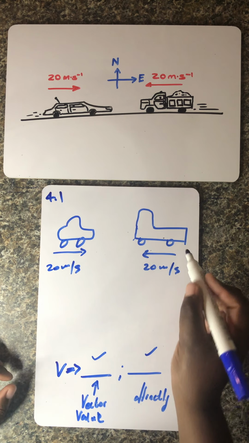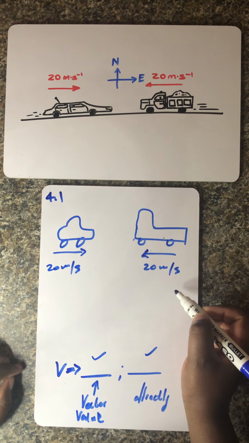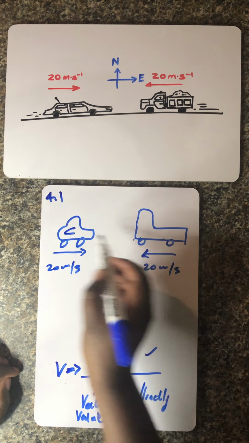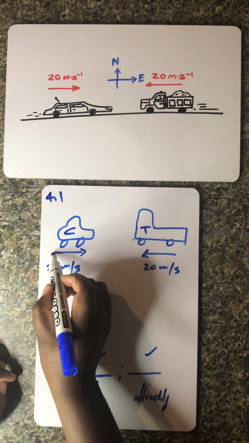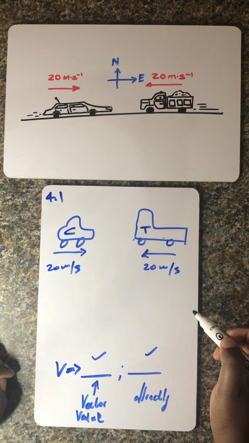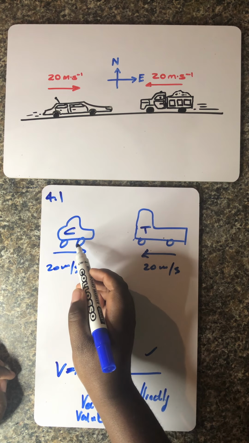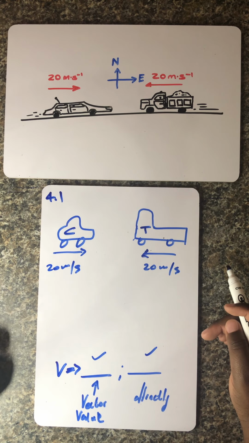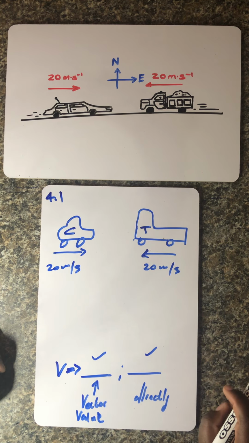Remember, guys, this truck, it's moving at 20 meters per second. This car, it's moving at 20 meters per second. So when you look at this car relative to that truck, it's more like this car is moving 2 times faster, or it's like it's approaching this truck 2 times faster.